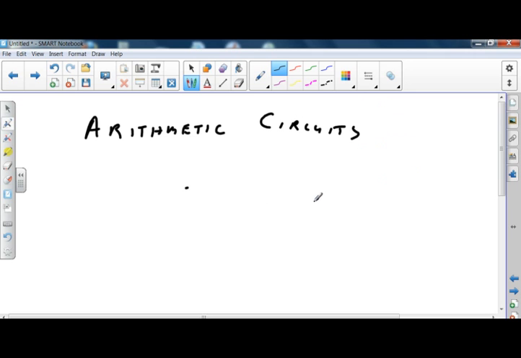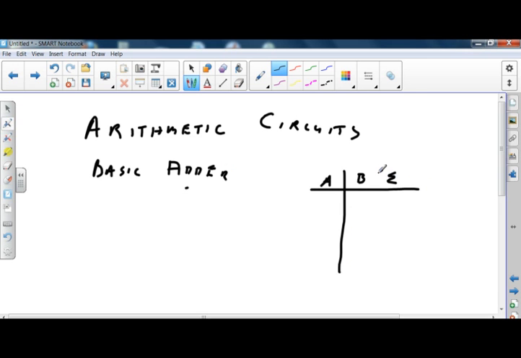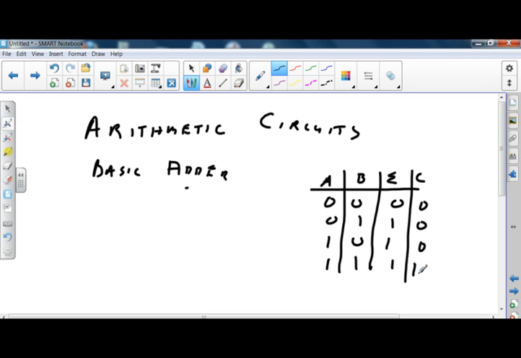So first thing we have is a basic adder. We have an A and a B, which we're adding, and we can have a summation, and we can have a carry. 0, 0, 0, 0, 0, 1, 1, 0, 1, 0, 1, 0, 1, 1, 1, 1. So that's my basic adder. We also call it a half adder.